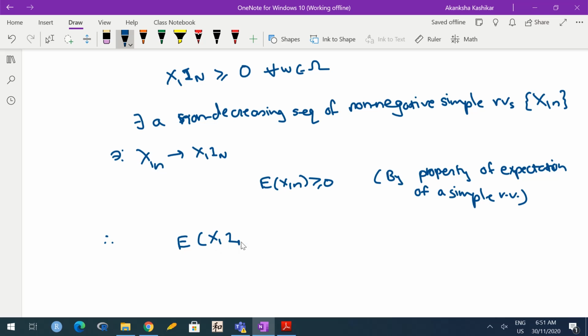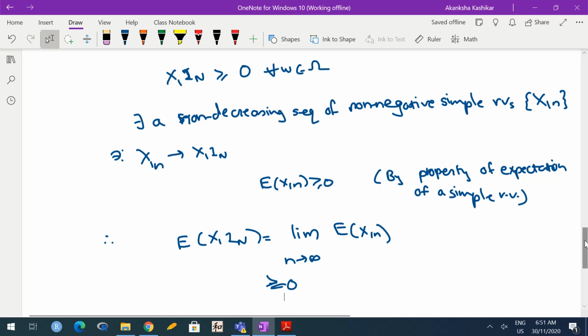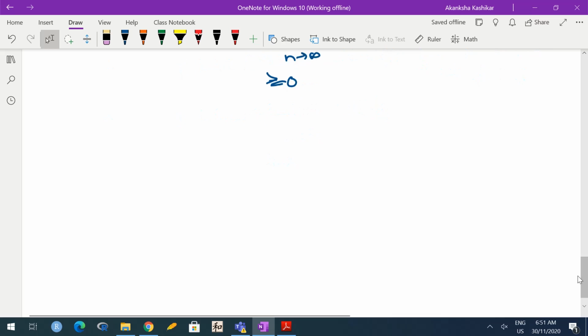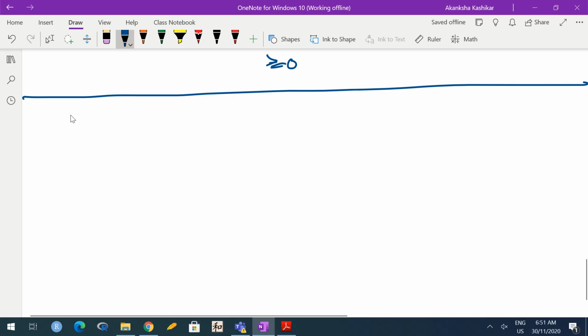Expectation of x1 indicator N is written as the limit as n goes to infinity of expectation of x1n. That is our definition. And because each of these numbers is non-negative, the limit of a sequence of non-negative numbers cannot be negative. So this has to be greater than or equal to 0. And we have already seen that expectation of x1 indicator N is nothing but expectation of x1. Hence, we have proved that even if x1 is just almost surely greater than or equal to 0, still its expectation is greater than or equal to 0.